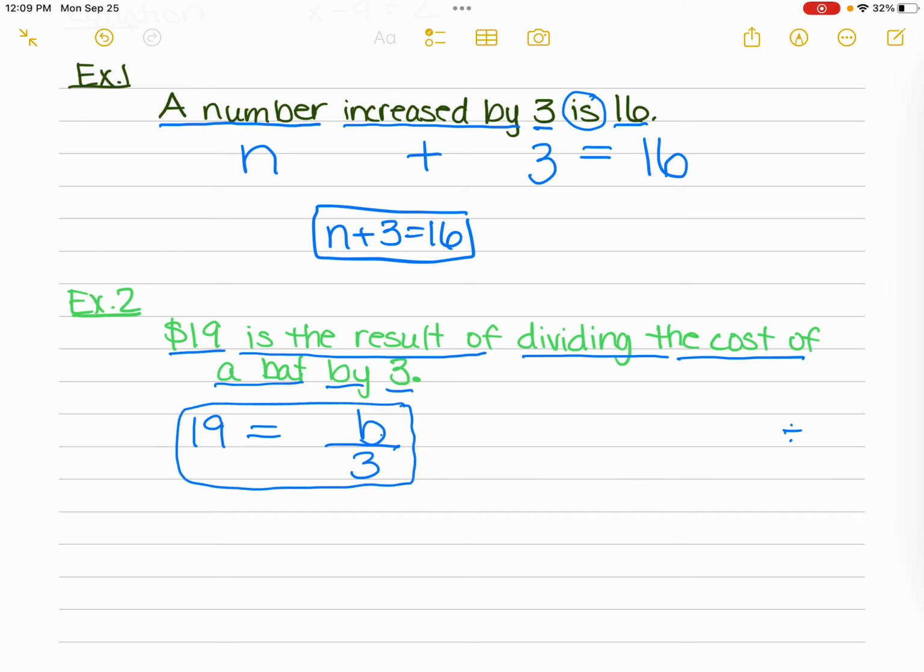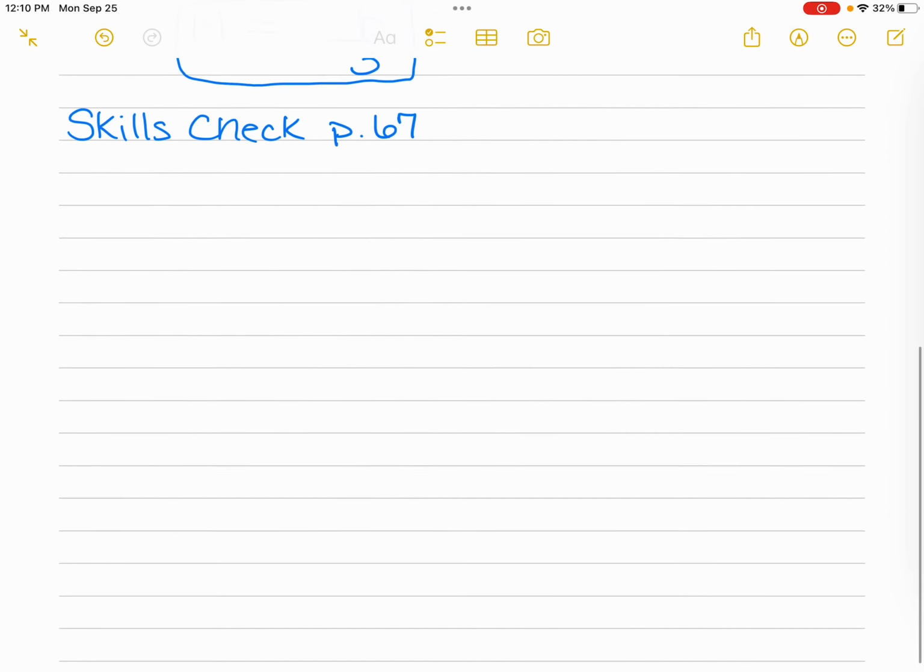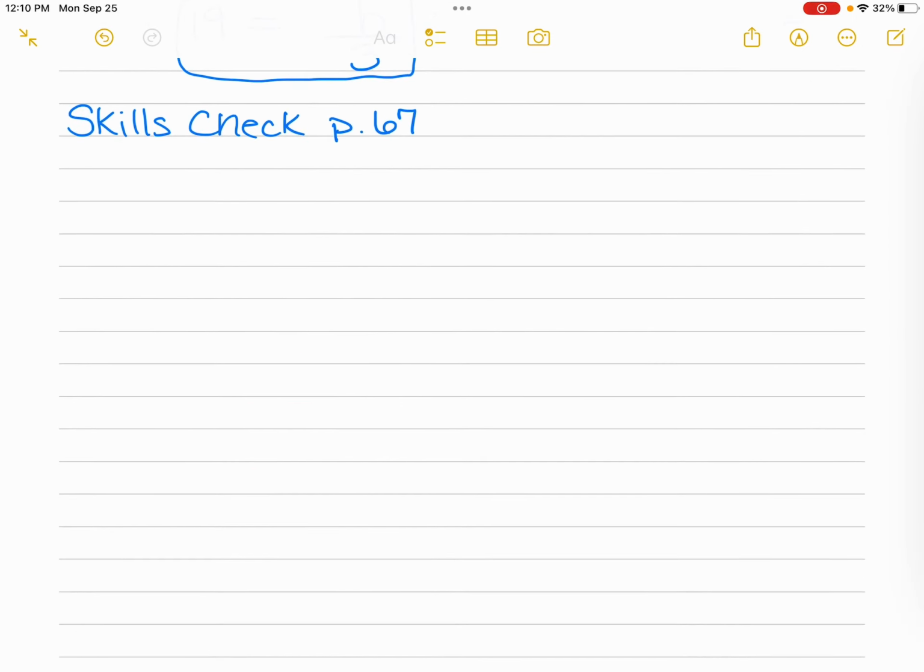Those are all the examples in this one, but what I want you to do now is go through and do the skills check. I want you to hit pause on the video. This is still on your notes. Go to the skills check on page 67 and work all 6 problems. Then come back, unpause the video, and go through them with me to see if you got the same answer.